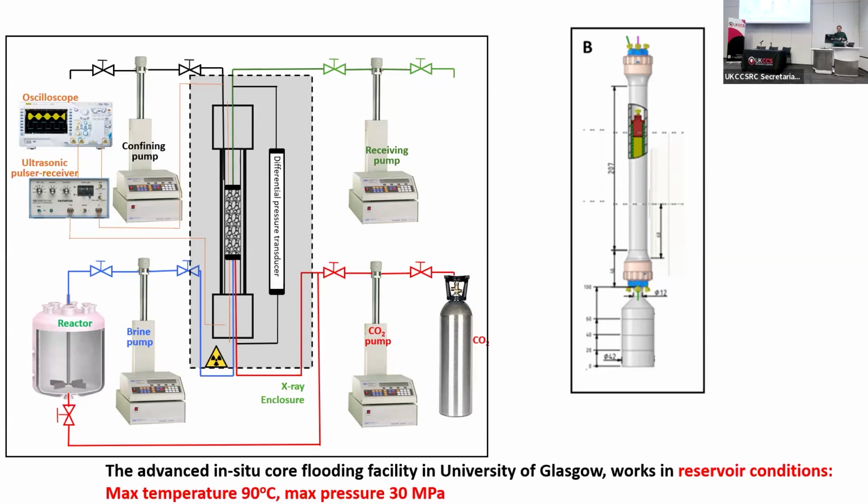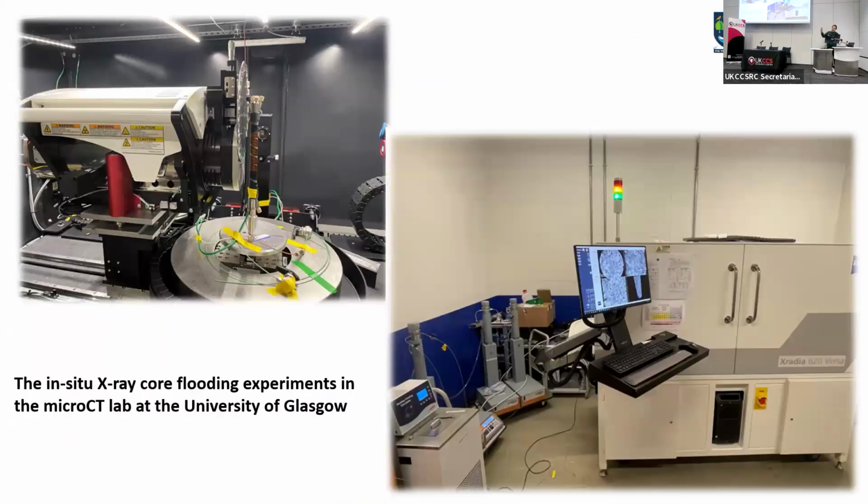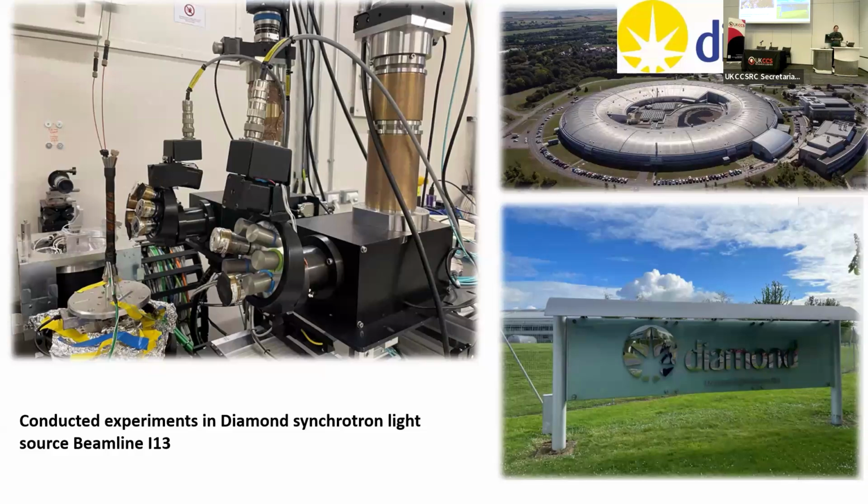So this can be applied to carbon dioxide storage. This is a photo of what we have at the University of Glasgow: the Xradia 620 Versa, and the core holder, so we can see what's going on here. We also moved our equipment to Diamond. UKCCSRC supported and funded this project, and Diamond also funded it, so we conducted this experiment inside the Diamond Light Source, beamline I13.